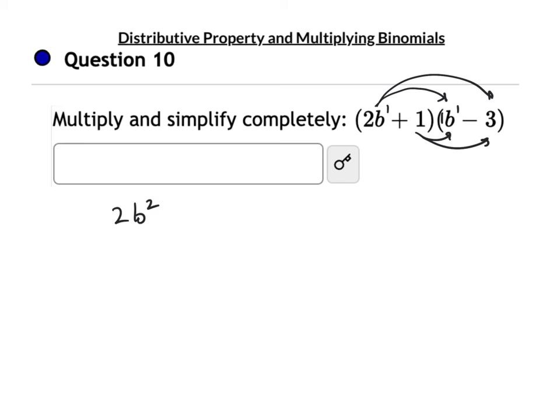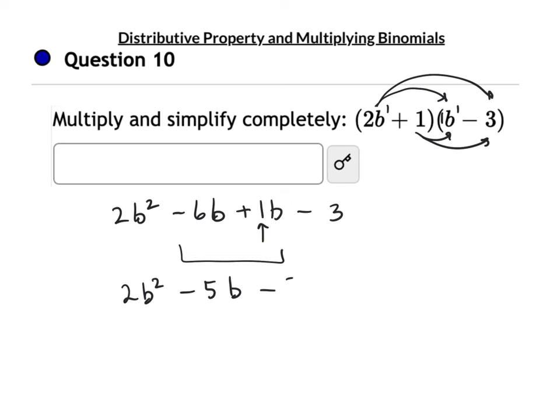2b times negative 3, that's negative 6b. Now take the 1 to both. 1 times b is positive 1b. Keep track of your signs, and I don't need to put this 1. 1 times negative 3 is negative 3. Now I'm going to combine the middle. I'm adding, the powers won't change. I add the coefficients. Negative 6 plus 1 is negative 5. So minus 5b minus 3.